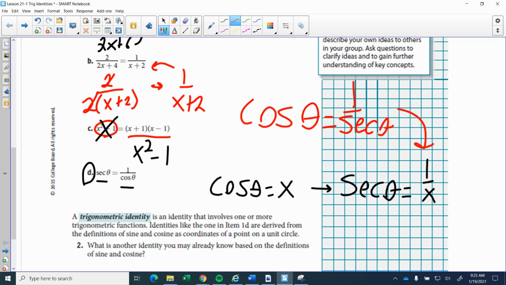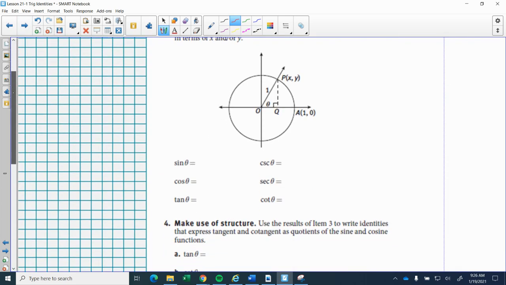For example, if I flip these two values, I would get cosine of theta is equal to 1 over secant of theta. So once again, that's one of the things we want to be able to derive out of this: we want to be able to build our identities of our trigonometric functions. To do this, the first thing we have to understand is, in a unit circle, what does each of our functions represent?